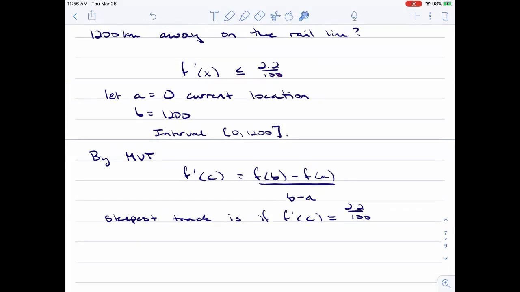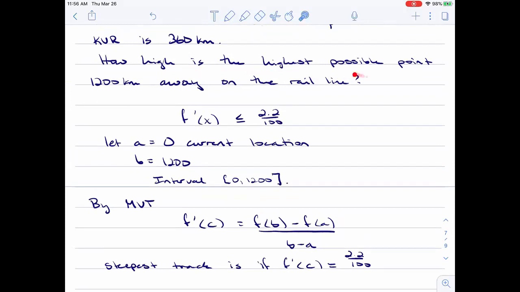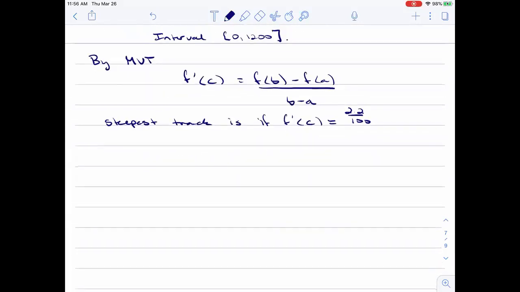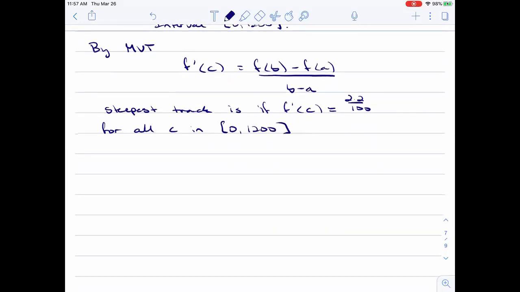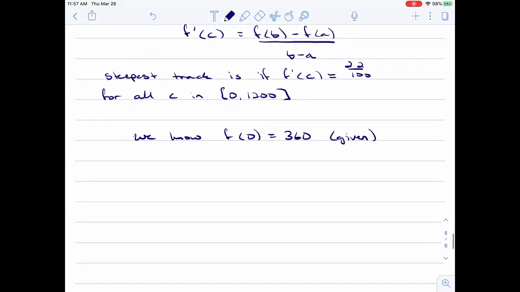So if the maximum slope is 2.2 over 100, then how high is the highest possible point? Well, if we just assume that the slope is at the maximum the whole way, then we'll be able to find the highest possible point 1,200 kilometers away. So if we let the derivative at C be 2.2 over 100 for all C in the interval 0 to 1,200, then we know f of 0 is 360, because that was given. And we want to solve for f of b. What's the highest possible point?